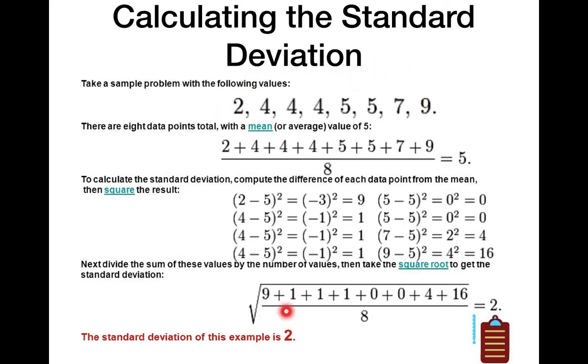The standard deviation is 2, which is a pretty low number, which makes sense because this data set has a pretty small range. A lot of points are very similar to each other.